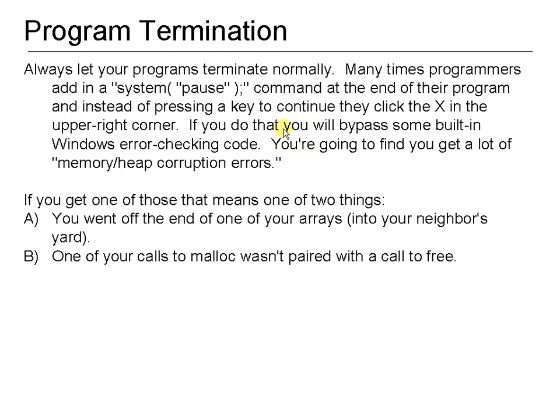If you let your program terminate normally, you'll find that you'll get memory heap corruption errors when they exist. And if you don't let your program terminate normally, you won't see those errors. Now, when you get a memory corruption error or heap corruption, that means one of two things. You went off the end of one of your arrays into your neighbor's yard, or one of your calls to malloc wasn't paired with a call to free.